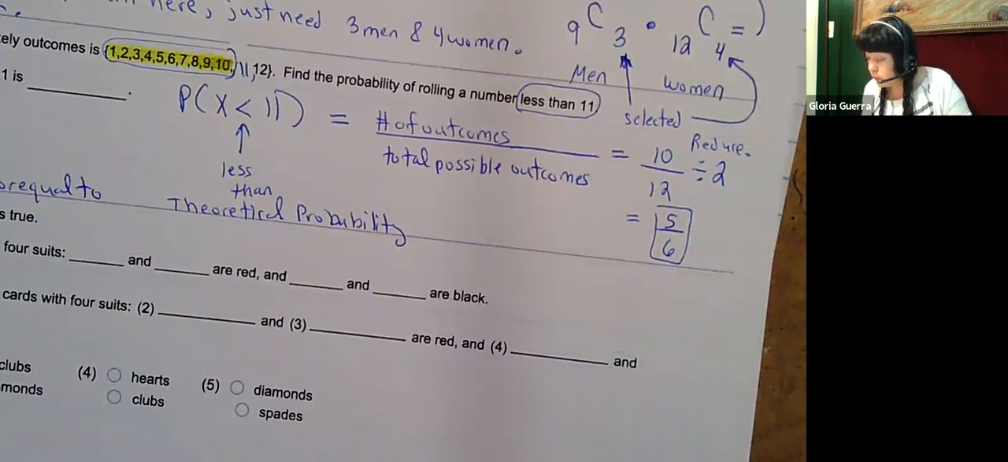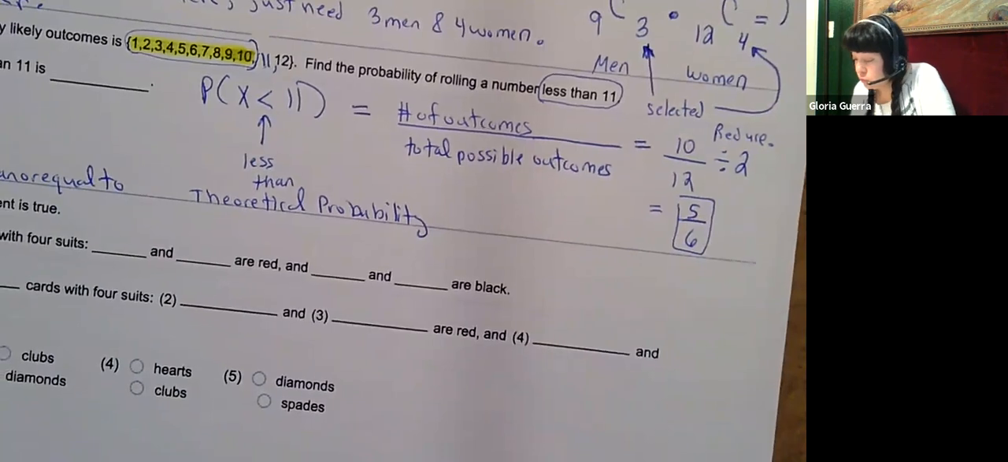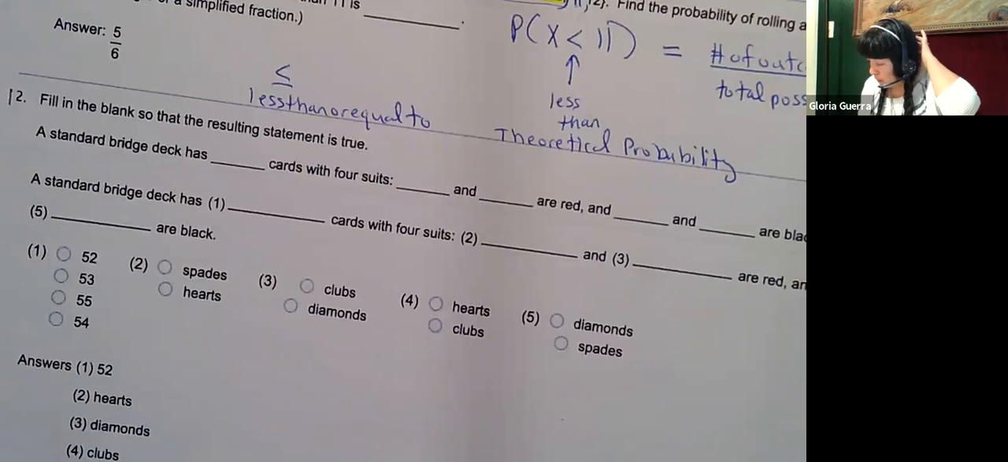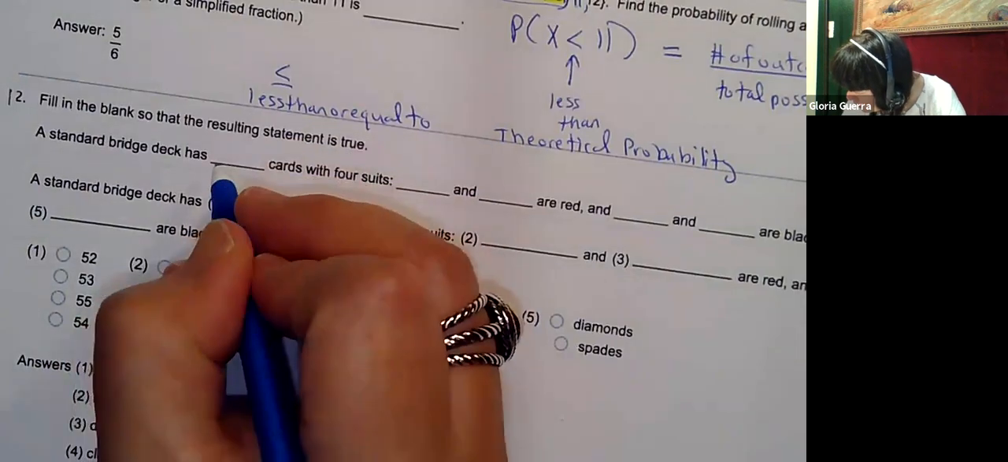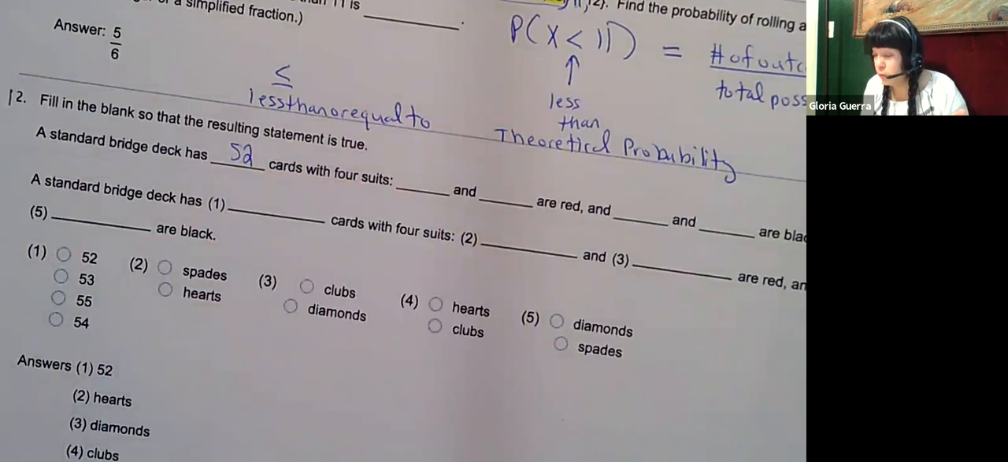Okay, so number 12. Fill in the blank so that the resulting statement is true. A standard bridge deck has blank cards with 4 suits. Okay, so we have 52 cards. That's important. If you're working a theoretical problem with cards, you want to know how many total cards are in a deck. 52 with 4 suits.